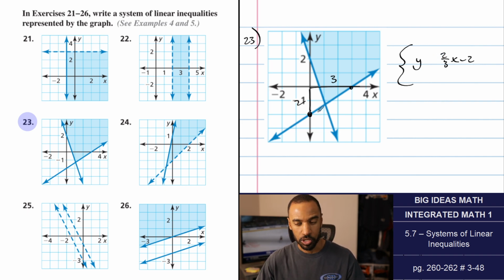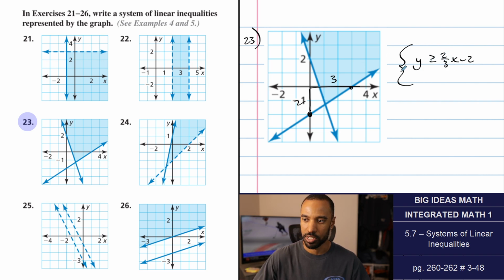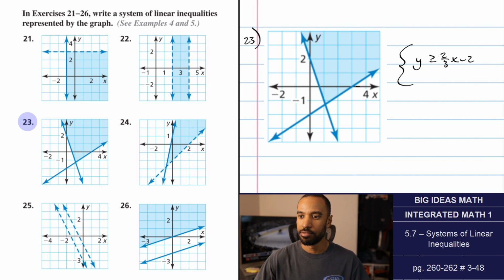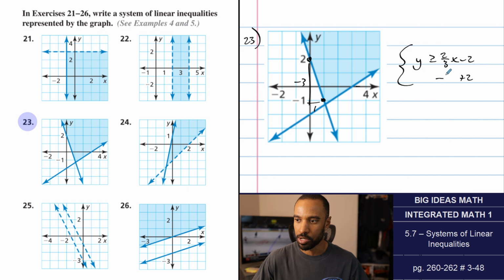Now, it's not equal to. It's a solid line. It can be equal to, and we're shading above it. You can tell by that. So y is greater than or equal to 2/3 x minus 2. The next one has a y-intercept of positive 2, like so. The slope goes down 3, right 1. So that's a negative 3 slope. So negative 3x plus 2 compares to y right here.